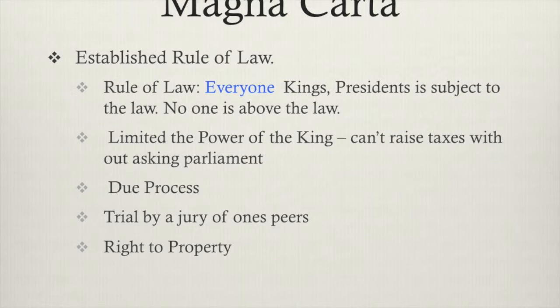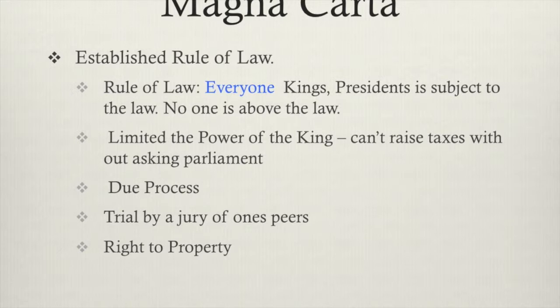There's suddenly a trial by one's peers. You can't just throw people into the Tower of London, and you have a right to property. The king can't just say, oh, you have a nice piece of property, I think I want to build a house there. So you can see all of these things that were established in the Magna Carta are things that the colonists believed in and believed that they had the rights to.